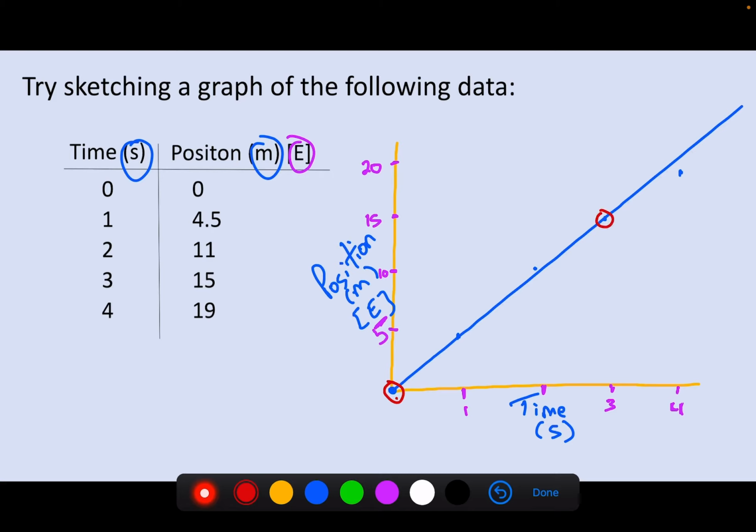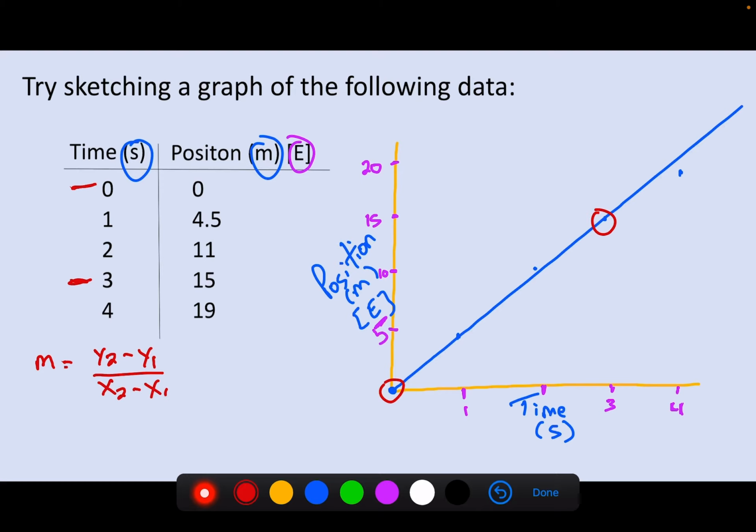To find slope, I'm going to choose not the 0 point. I'm going to choose this guy, just because we've got nice data for this point. So let's do that. For finding slope, remember from your math class, y2 minus y1 over x2 minus x1.